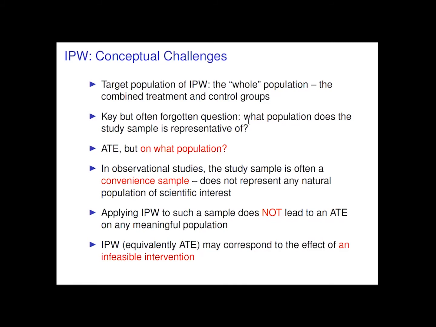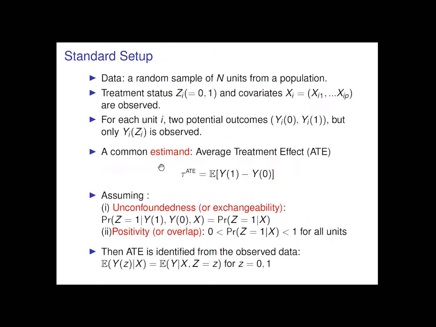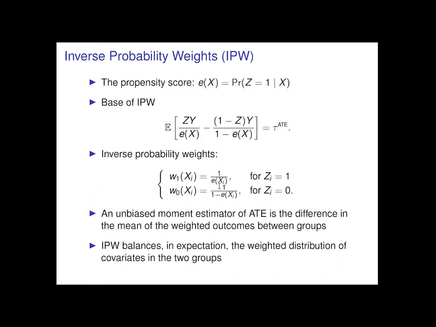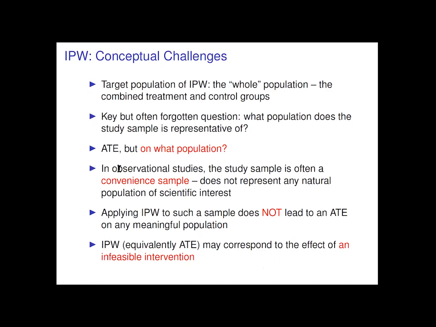But the question is, what if it doesn't? Or in other words, we talk about ATE all the time, average treatment effect, but we very rarely ask what population the average is over. It is essentially what is the expectation taken over, okay?